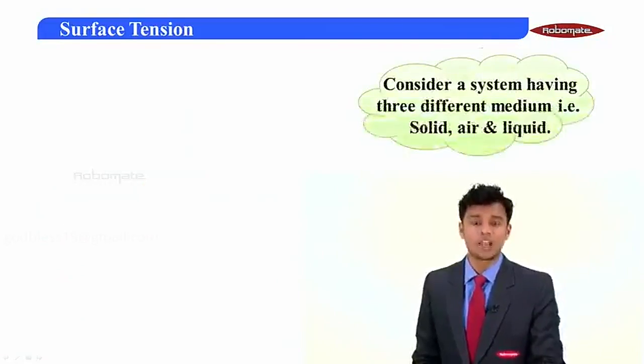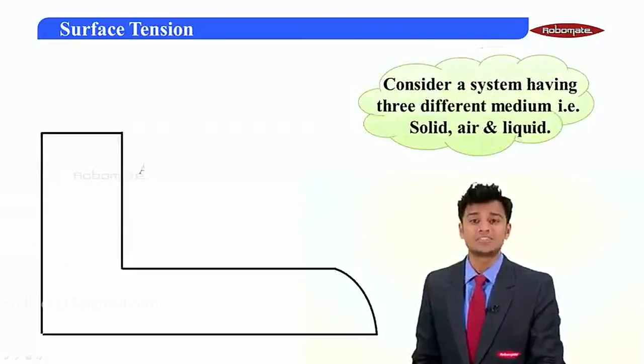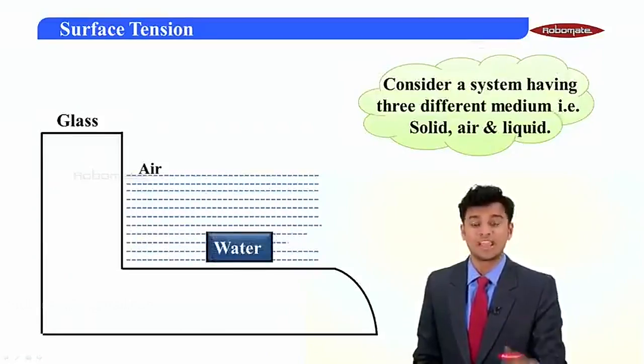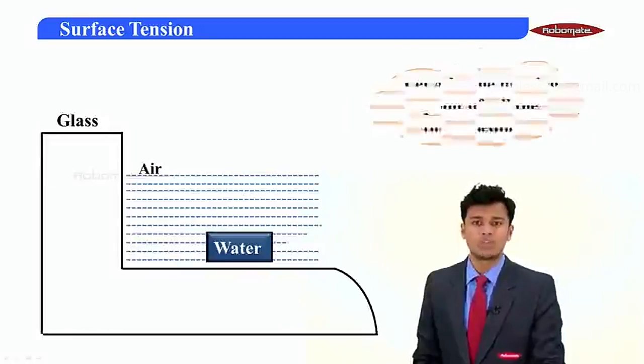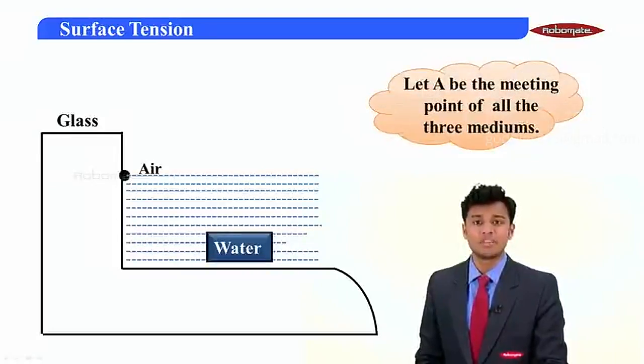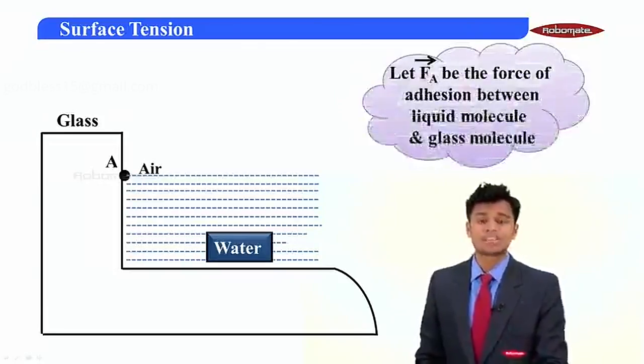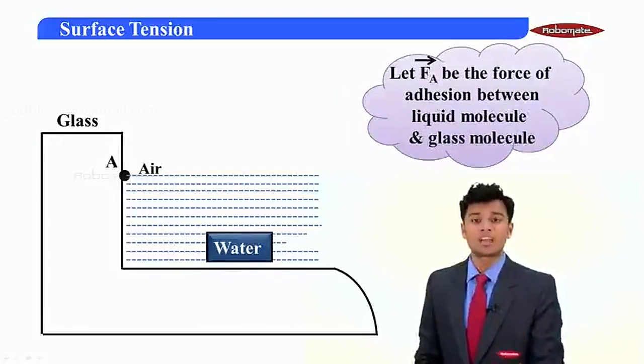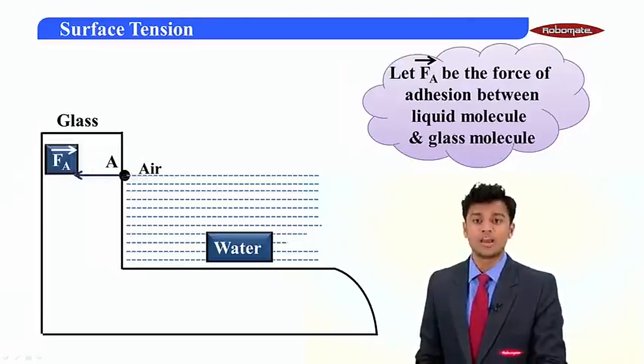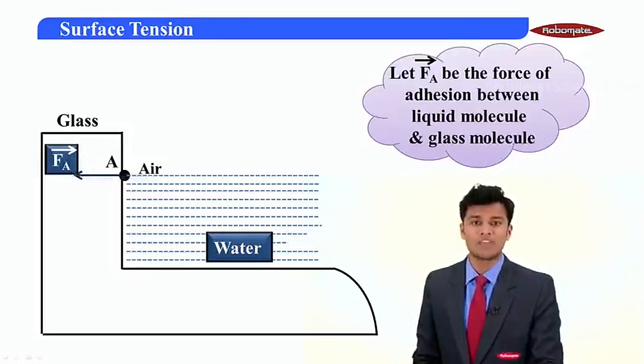So, to start with, I consider a system made up of three different media, that is air, water and glass. Now consider a single molecule of liquid. Let A be the meeting point of all three media, that is glass, liquid and air. Molecule A is attracted by all the glass molecules in its sphere of influence. That force is called the adhesive force, shown by a blue colored arrow, Fa bar.